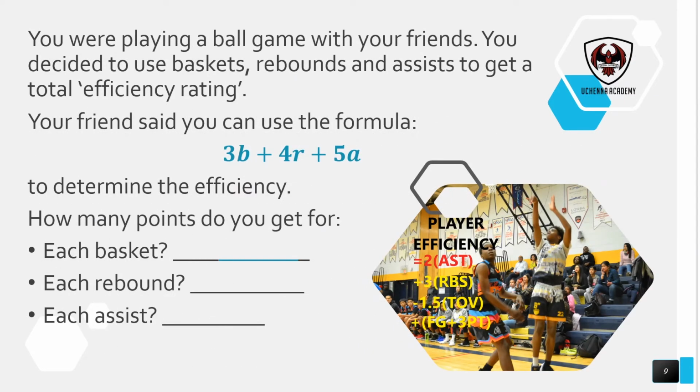Keeping on with the exact same formula, what is the award for each basket? How about each rebound and each assist based on this formula that your friend has come up with? If you answer that each basket is worth 3 points, you're correct, because 3 here is together with the B and it's being multiplied by B. B is the number of baskets, so 3 times number of baskets is what's in the formula. Therefore, each basket must be worth 3 points. Similarly, each rebound is worth 4 points, and each assist is worth 5 points in this hypothetical efficiency rating formula.